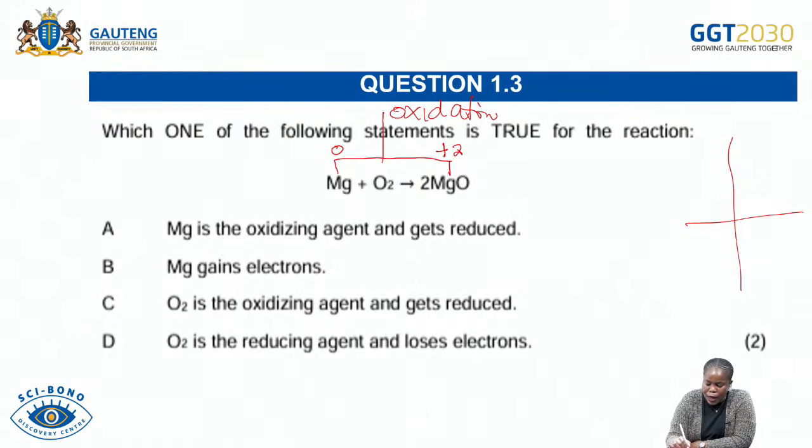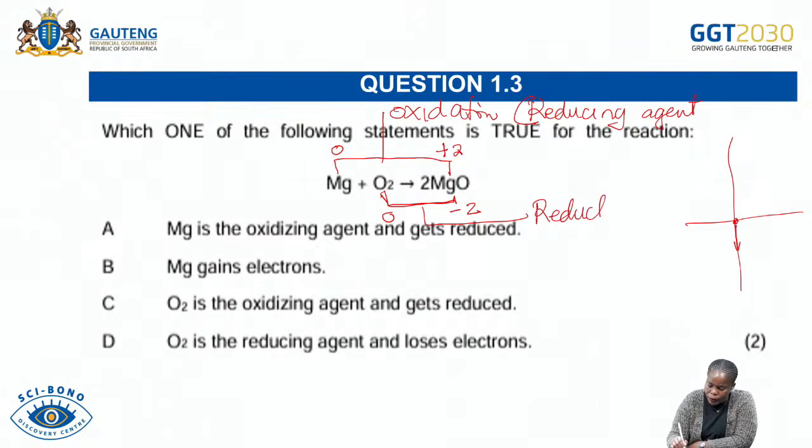Oxidation took place, and then magnesium will be a reducing agent. Oxygen, what happened here? It was a 0, and then it became, remember the oxidation number for oxygen, it is a -2. So there was a drop from a 0. What has happened here? Reduction. So this means it's an oxidizing agent.